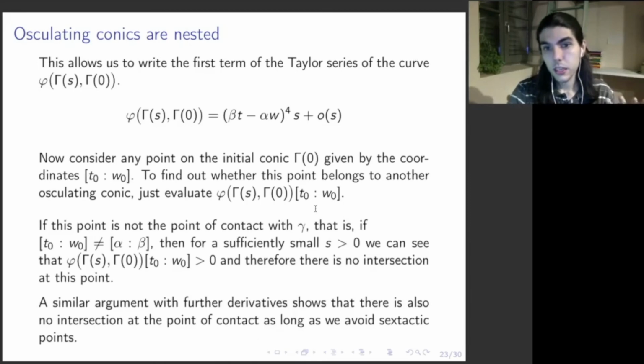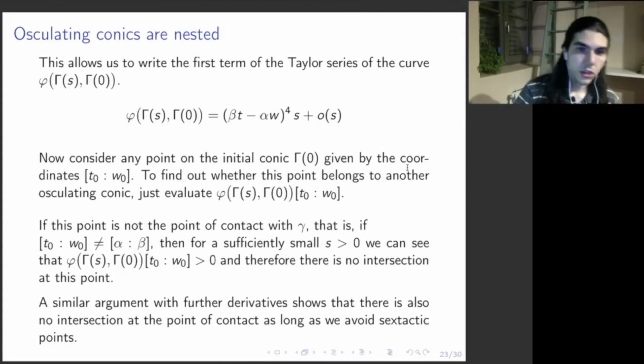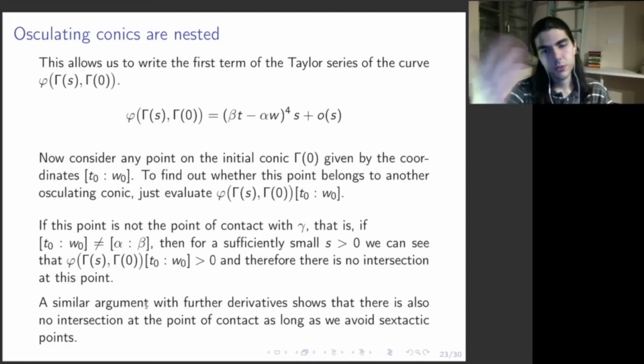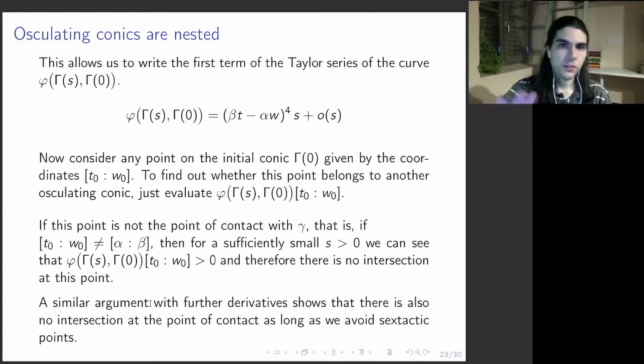But if we take a point which is not the first one, the point of contact at the beginning, then we know by this expression above that for a sufficiently small s, this expression is positive, which means that there is no intersection of the first osculating conic with a sufficiently close osculating conic, right? And in fact, a similar argument with further derivatives shows that there is also no intersection at that particular point of contact as long as we avoid sextactic points.